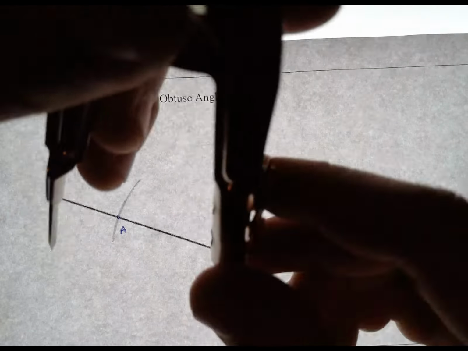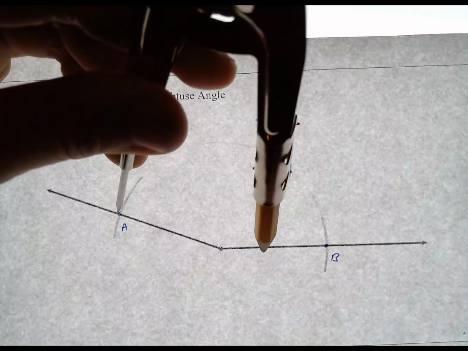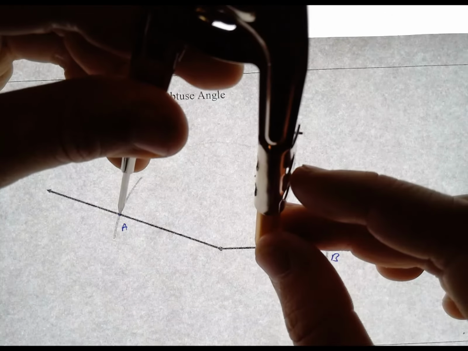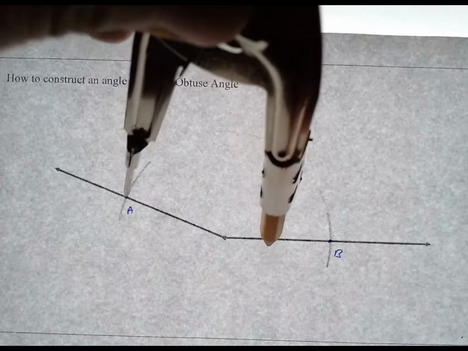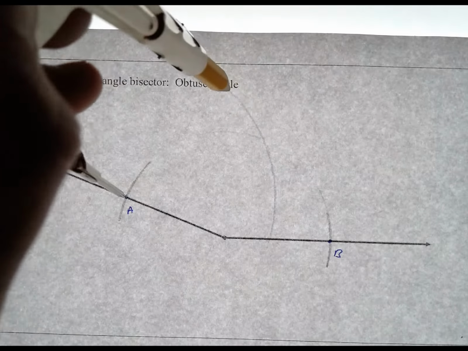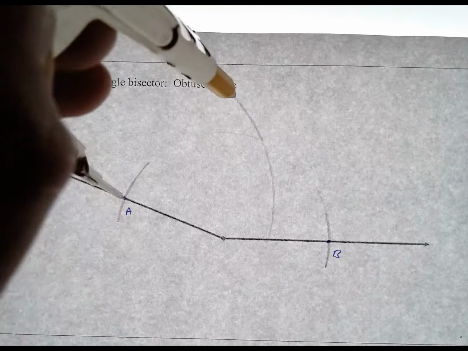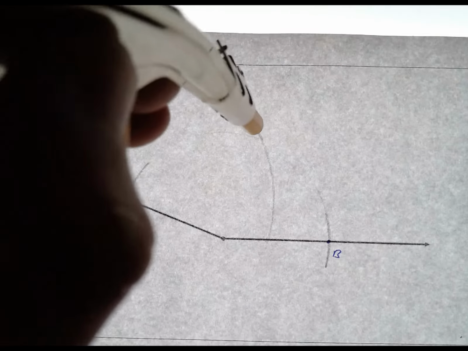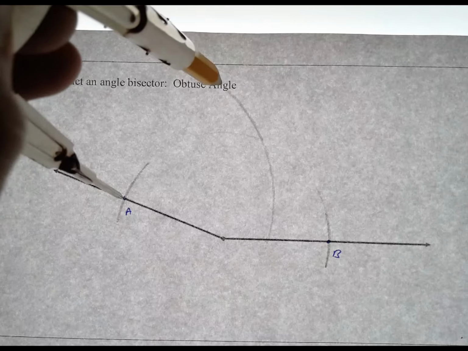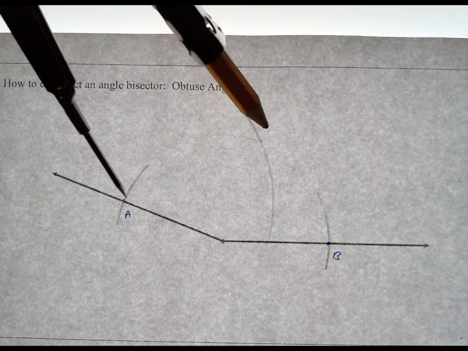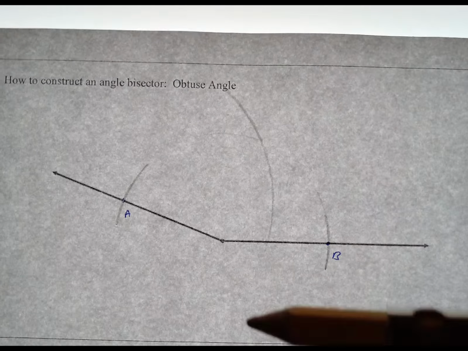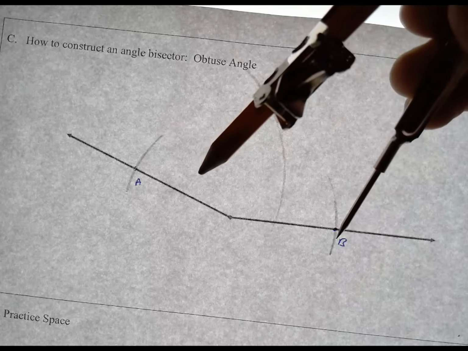So I'm going to, from A, make sure my measurement is past the vertex, and then I'm just going to go ahead and draw a big arc. So let's do this. I'm going to draw an arc over here. So there's my arc centered at A. Now once you have that measurement past the vertex, do not change the measurement of your compass. Just pick it up, keep the exact same measurement, and now center it on point B.